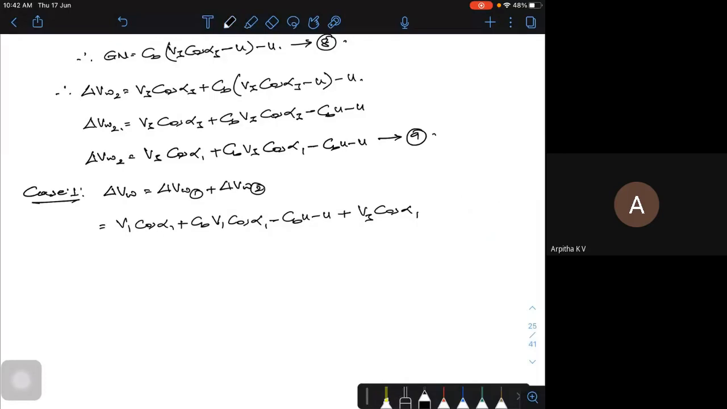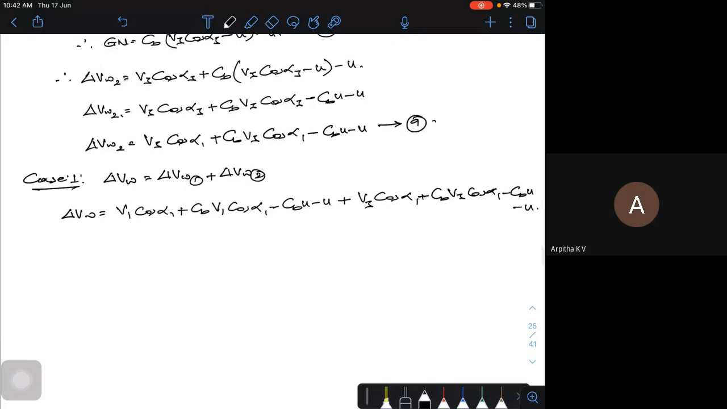Cos alpha 1, write this as delta VW is equal to V3 cos alpha 1 plus CB into V3 cos alpha 1 minus CB into U minus U. This is the expression what I got. This is the condition what I had.